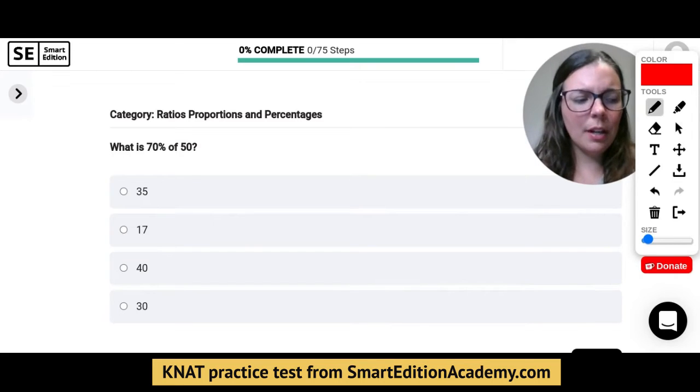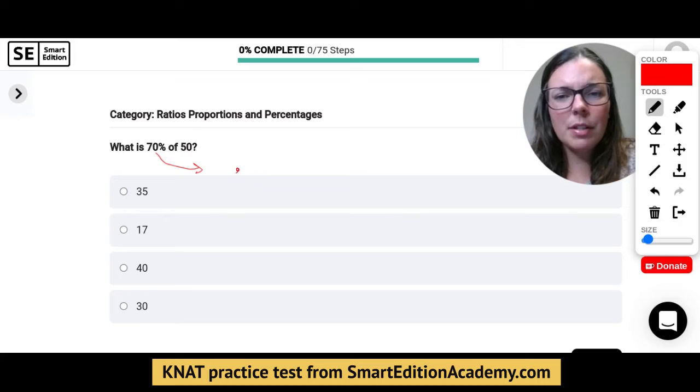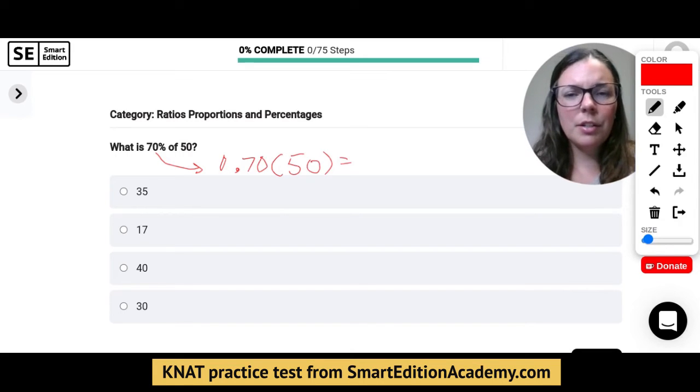What is 70% of 50? So 70% of 50, I would just turn this into a decimal. So swoop it to the left twice. So this is the same thing as 0.70. And then you just have to multiply it by 50 and you'll get your answer. So 0.70 times 50, I believe should be 35.